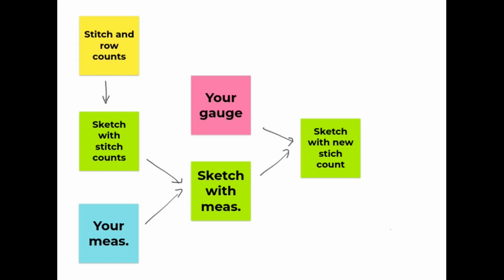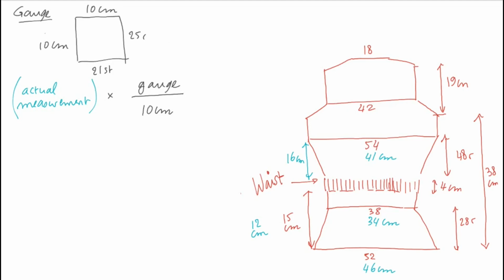We've been working on resizing a vintage pattern. Last time we put our measurements on our sketch and we measured our gauge. We are ready to transfer this to the pattern. So here's our sketch again, and I've added my gauge. The 10 centimeter by 10 centimeter square for me is 21 stitches wide and 25 rows tall.